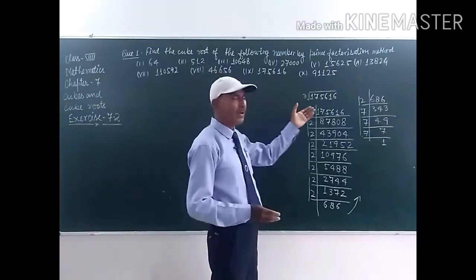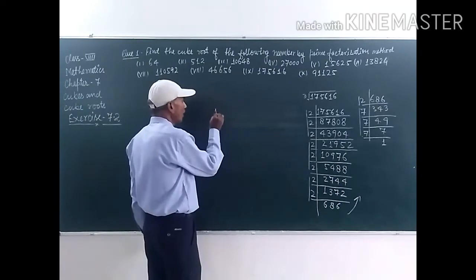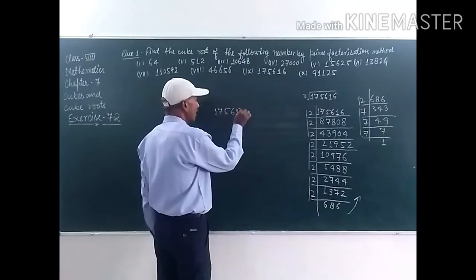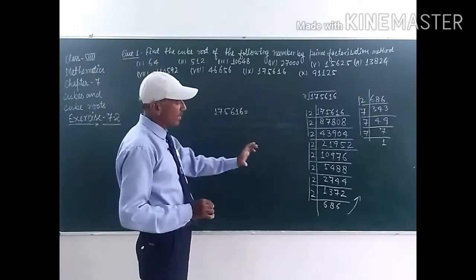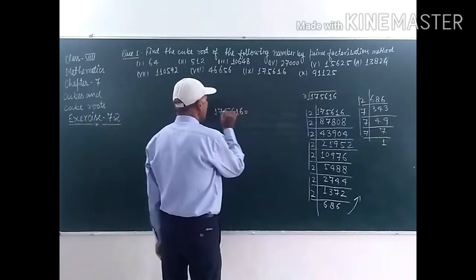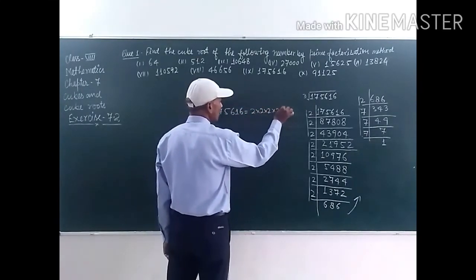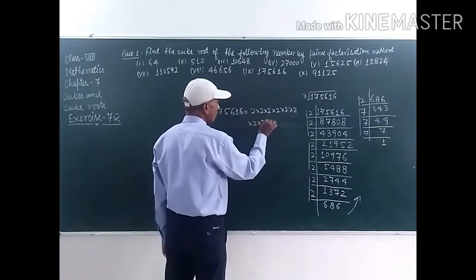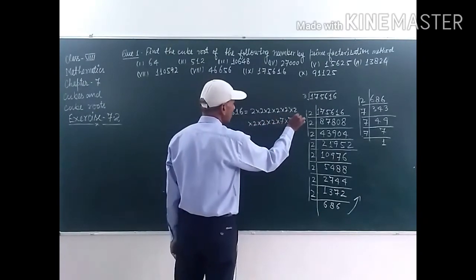Now we have to write the prime factors of this number student, and this one 175616 is equal to 2 to the power 9 times and 7 to the power 3 times student, and it will be 2 into 2 into 2 into 2 into 2 into 2 into 2 into 2 into 2 into 7 into 7 into 7.